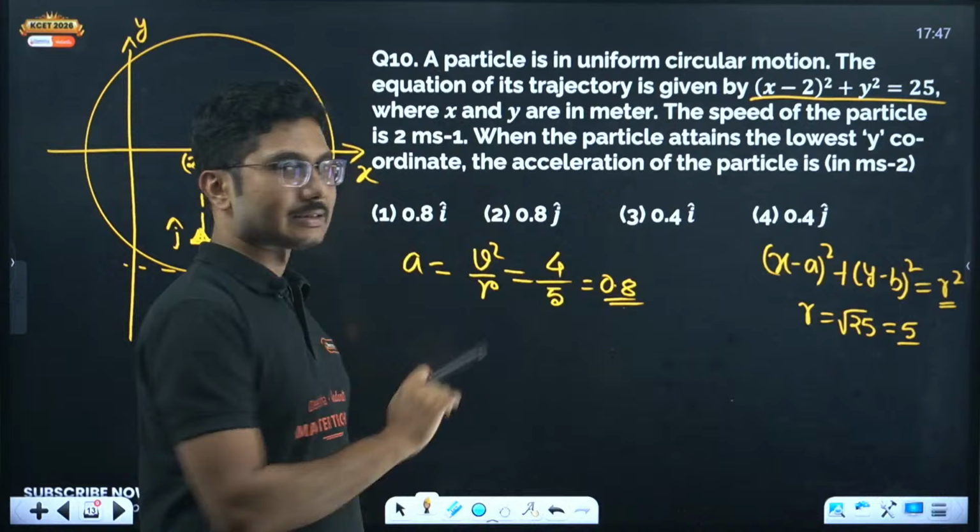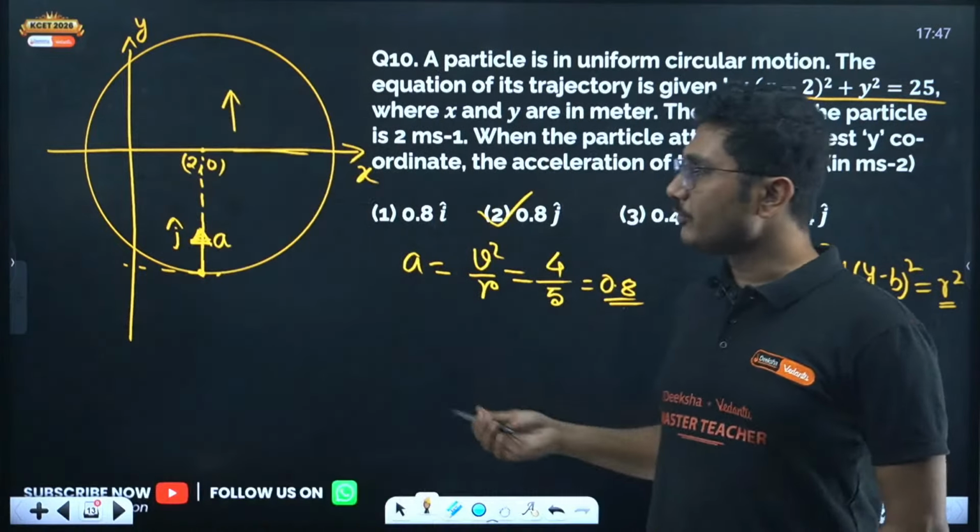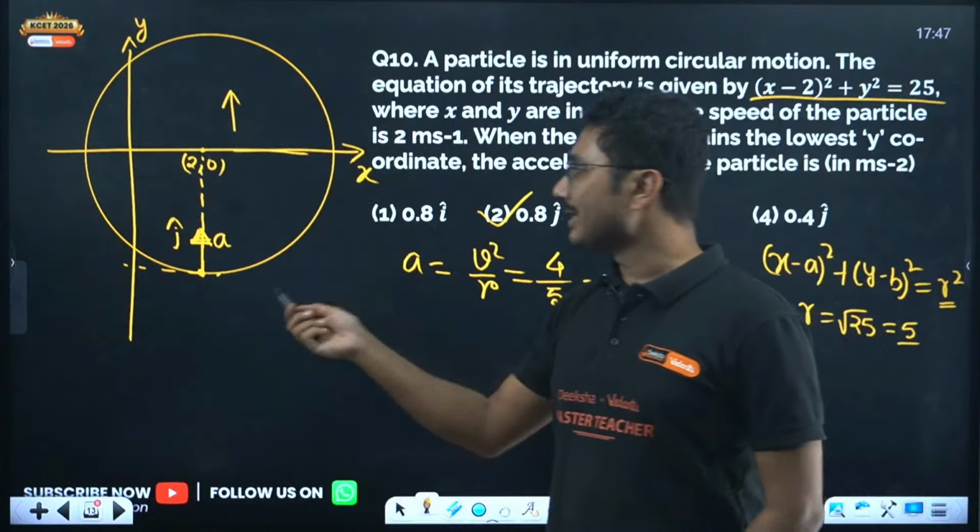This is a centripetal acceleration problem, and the only thing you need to consider is the direction. The direction is upward at the lowest point. The direction changes at each and every point. If they ask at the lowest x coordinate, it will be in the positive x direction, i cap direction. The acceleration's magnitude remains the same, but based on the position, the direction of acceleration changes. So basically you have to find the direction.